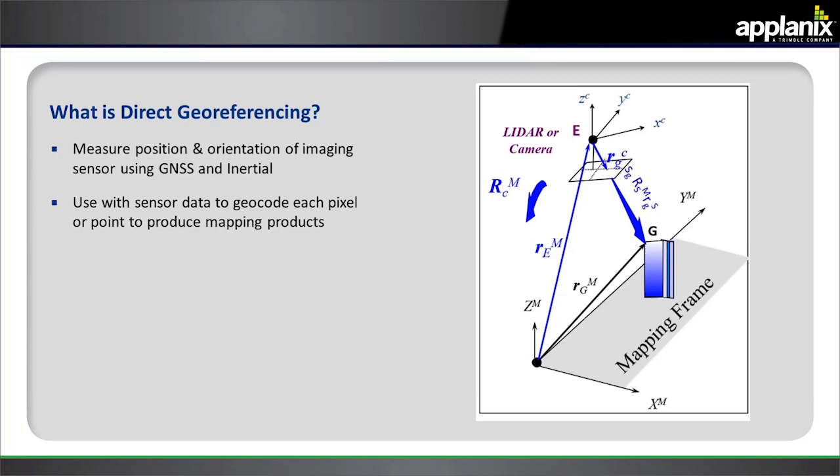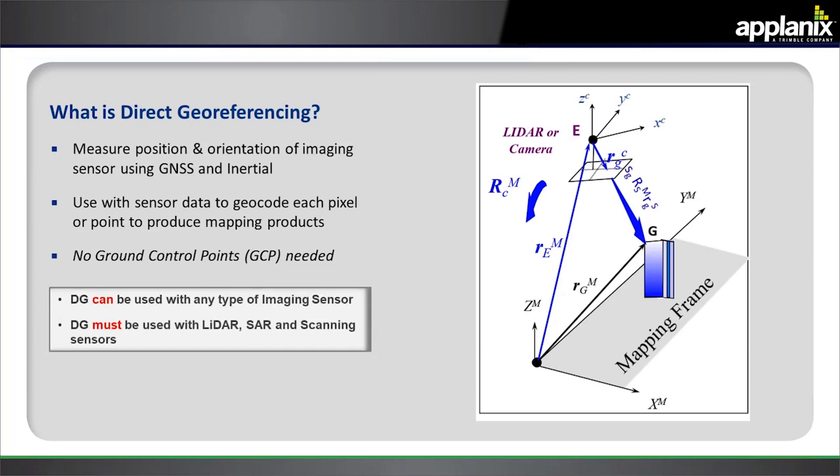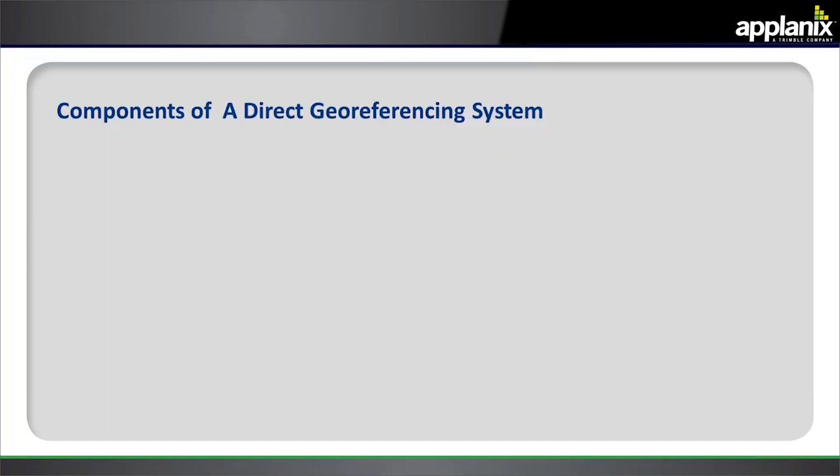So we use the data from the position orientation system along with the sensor data such as the LiDAR range or the camera orientation, and we use it to directly geocode each pixel or point on the ground. And this can be done without any ground control points. It's important to realize, though, that direct georeferencing can be used with any type of imaging sensor, but it must be used with those scanning type sensors such as LiDAR, SAR, and hyperspectral scanners.